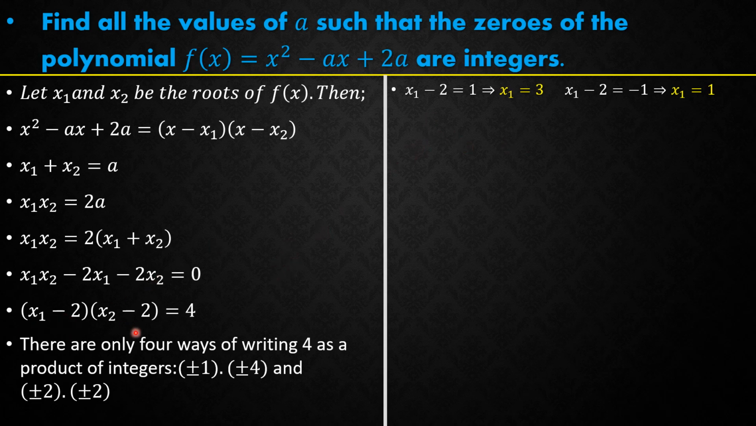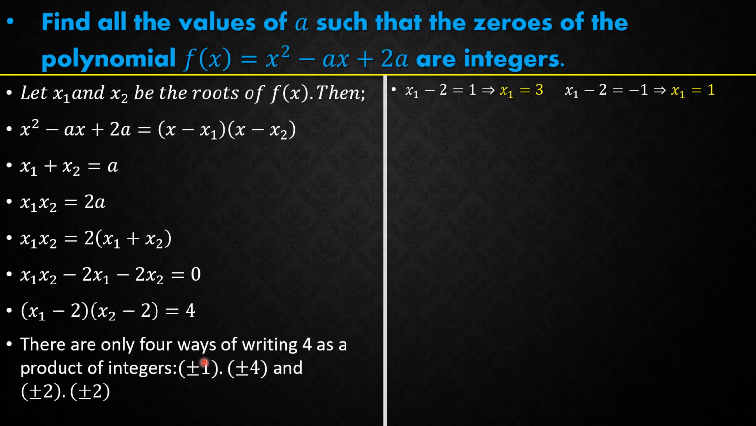Notice that this is a product of the first root minus 2 and the second root minus 2, so this product can be in this form. Taking positive 1 and positive 4 as the first ordered pair, we can say x1 − 2 is 1, because that's the first factor. So x1 is just 3. Now we can go on to say x1 − 2 can be negative 1.